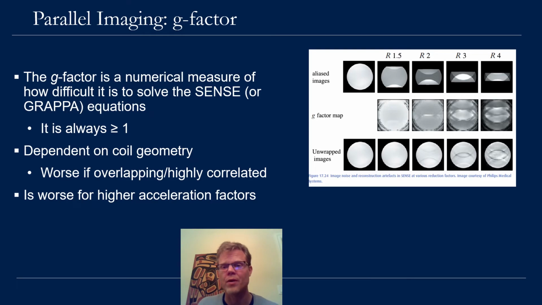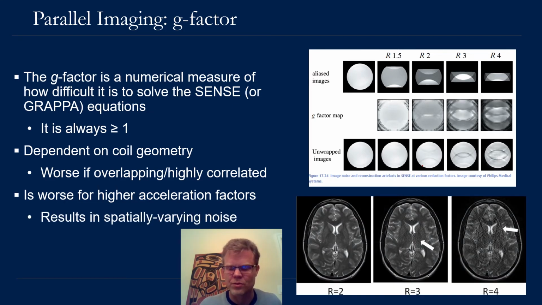So here's an example from the MRI from Picture to Proton book showing different acceleration factors of 1.5, 2, 3, and 4. That means we're going 1.5, 2 times, 3 times, or 4 times faster. And we see the G factor map here gets worse. You can see this in the unwrapped or reconstructed images at the bottom: as the G factor gets worse and worse, we start to see residual aliasing artifacts, and we'll also see noise amplification.